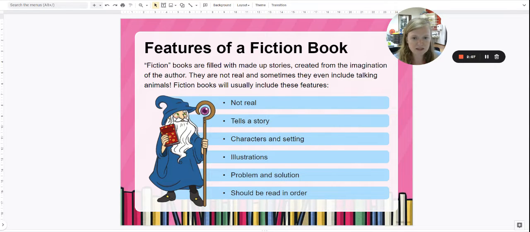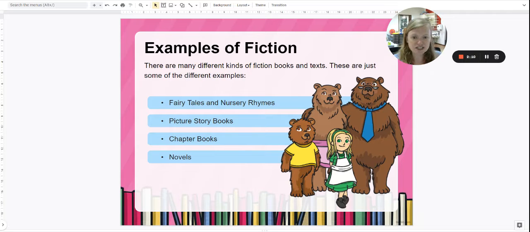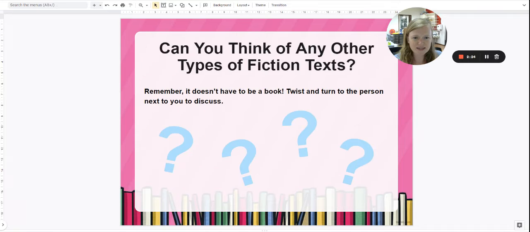So examples of fiction are fairy tales and nursery rhymes, picture storybooks, chapter books, novels, all the kind of things we like to read in our spare time and get lost in a good story from somebody else's imagination. Can you think of any other types of fiction books? I think a good example is a comic book. I know a lot of you enjoy reading comic books. I think that's a really good example of another fiction book. It's made up, but it's written in a different style than a novel or a chapter book.